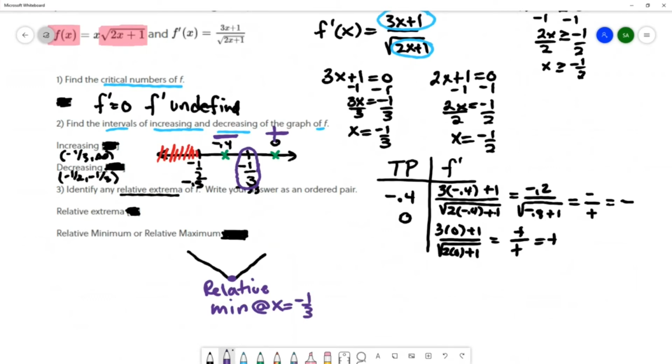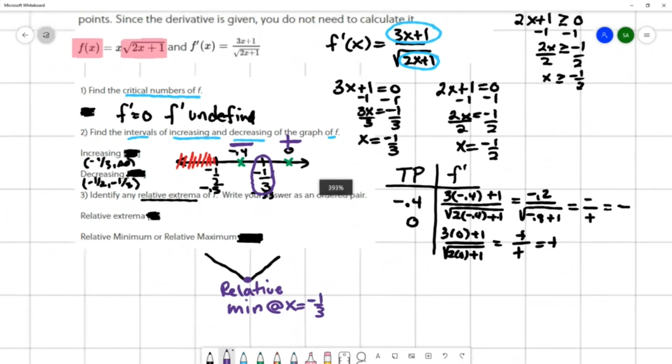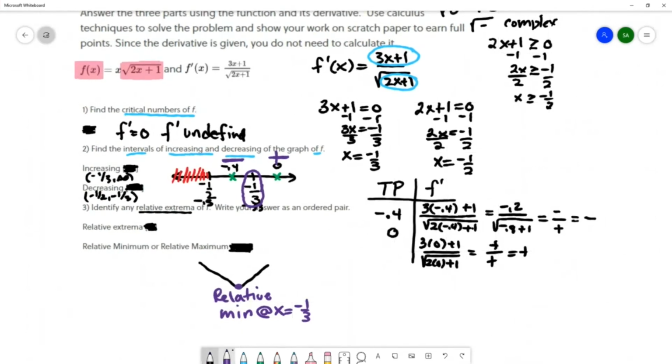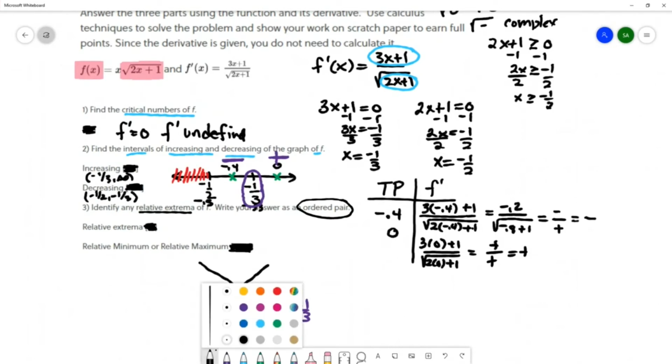So we know that this function has a relative min at negative 1/3, but we want to make sure we write that as an ordered pair, as the directions state here. So we're going to substitute that negative 1/3 into the function, the original function f.